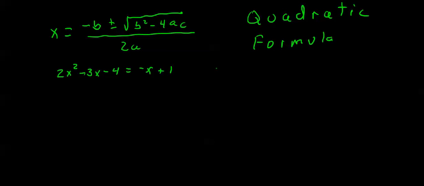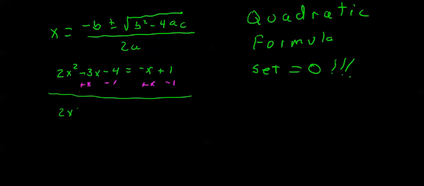Okay, our first equation is 2x squared minus 3x minus 4 equals negative x plus 1. With the quadratic formula, set equal to 0. That's it. Then you just plug it into the formula. So I'm going to add x to both sides. And I'm going to subtract 1. And I end up with 2x squared minus 2x minus 5 equals 0.